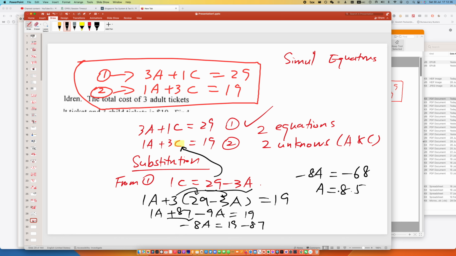So once your a is 8.5, your c is equal to 29 minus 3 times 8.5. The answer is 3.5. So basically that's how you get your a and c by substitution. This is the way to solve this kind of simultaneous equation.